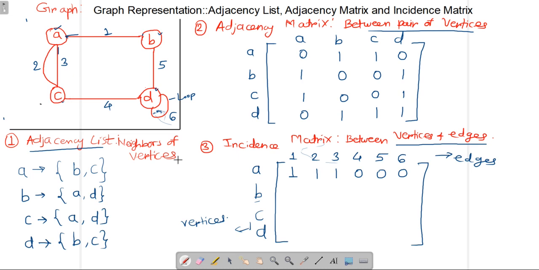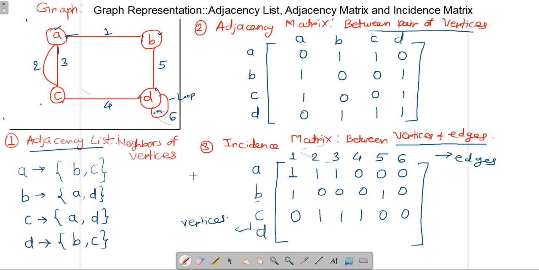Then for vertex B, check in the figure: how many edges are incident on vertex B? Edges 1 and 5. So we write 1 there, and the others are not incident on vertex B. Then go for vertex C. For vertex C, how many edges are connected? 2, 3 and 4. So we write 1 only in the column entries 2, 3 and 4. Others are 0 for C.